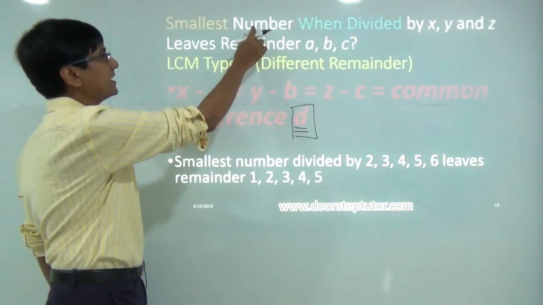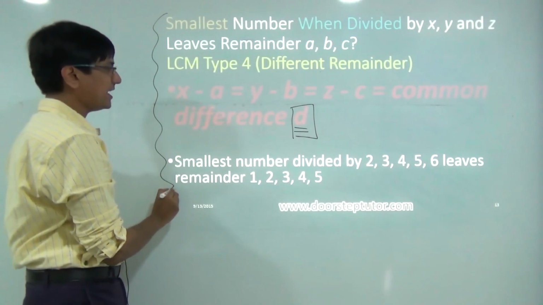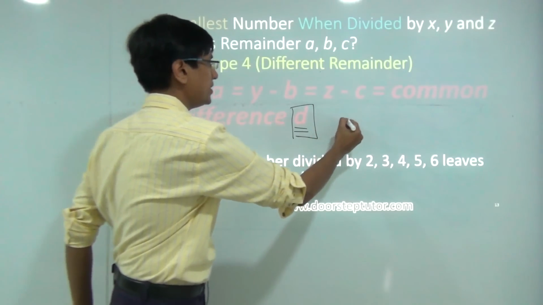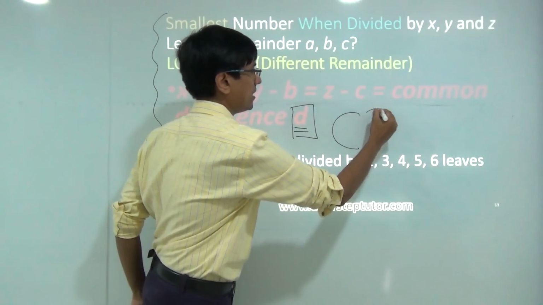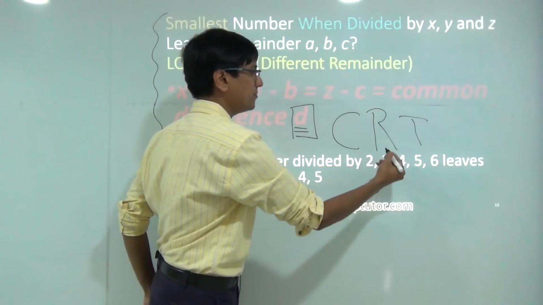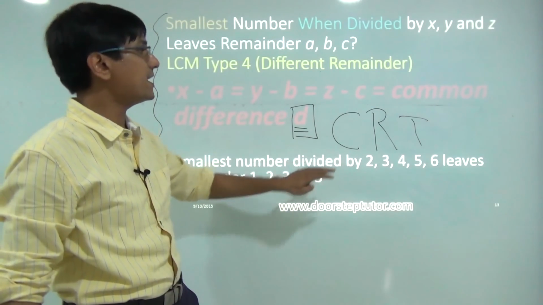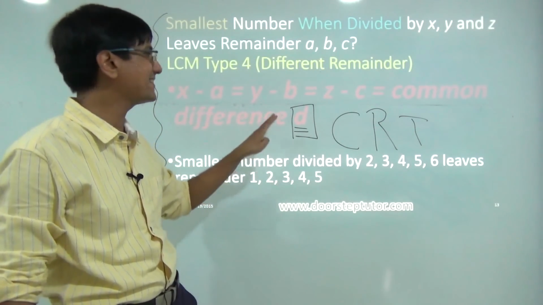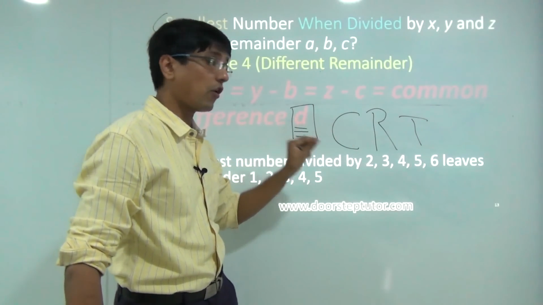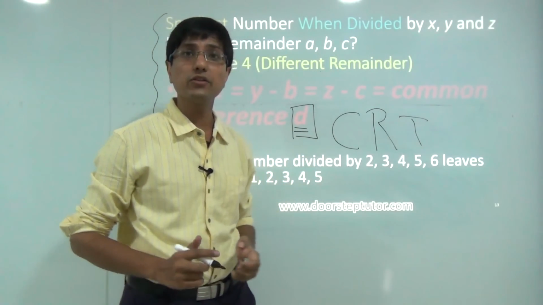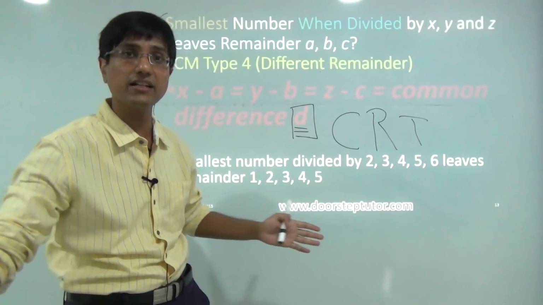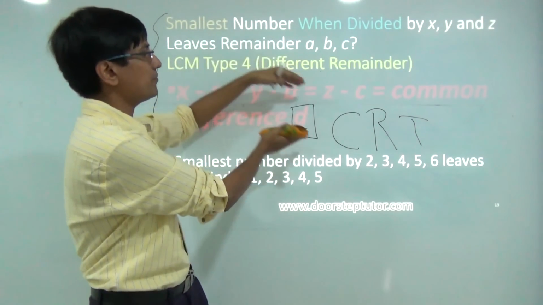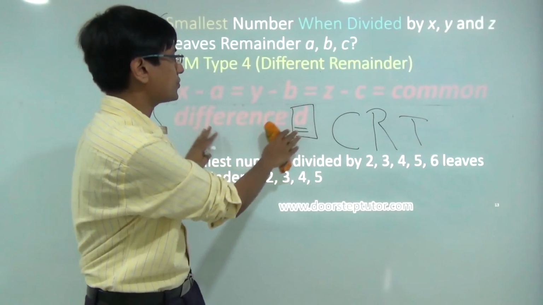This entire description is a special case of CRT, or the Chinese remainder theorem. It is known as the constant case, where the common difference D is constant, the same. It is the constant case of the Chinese remainder theorem. The Chinese remainder theorem is a general thing; this is just a specific case of it in which we have constant differences.